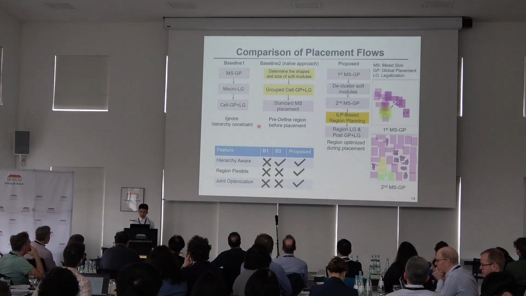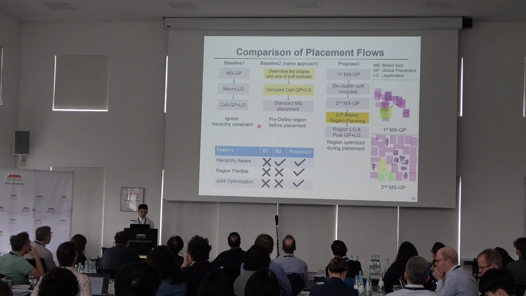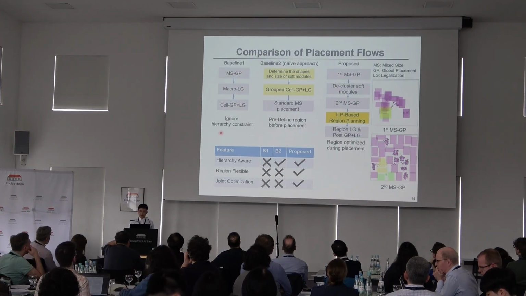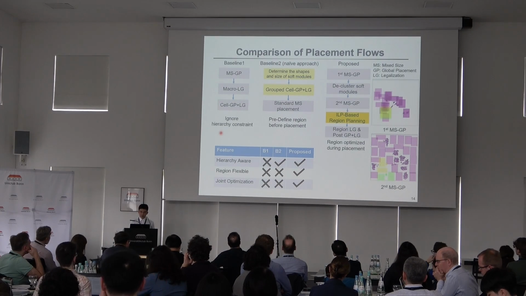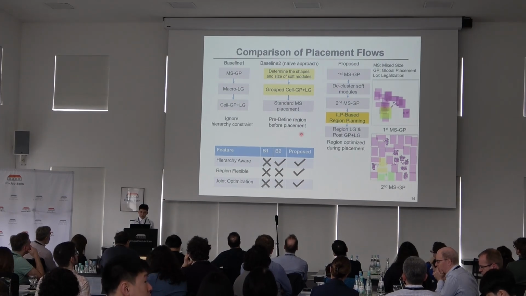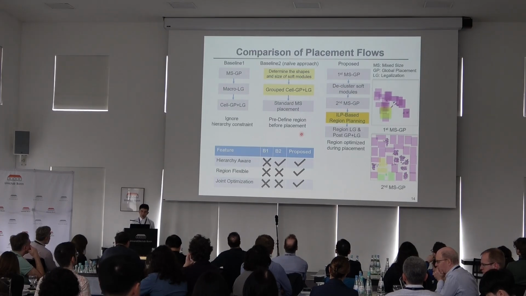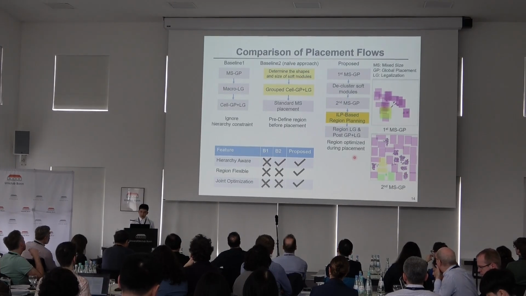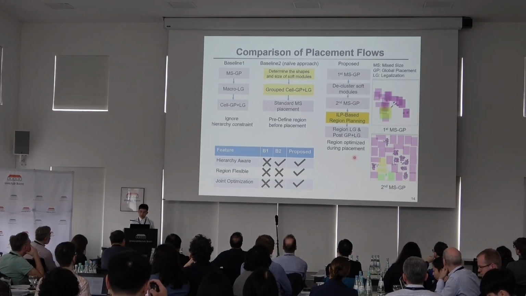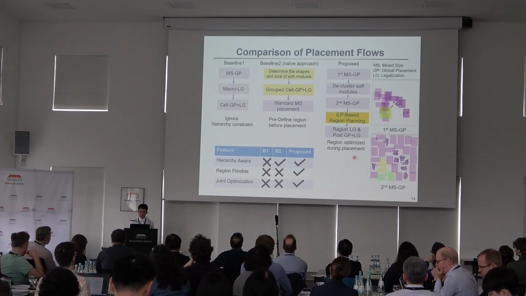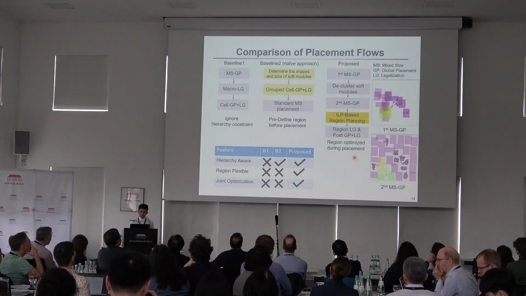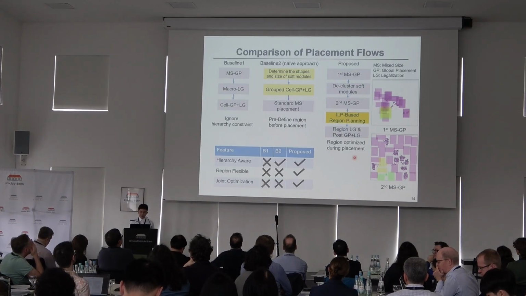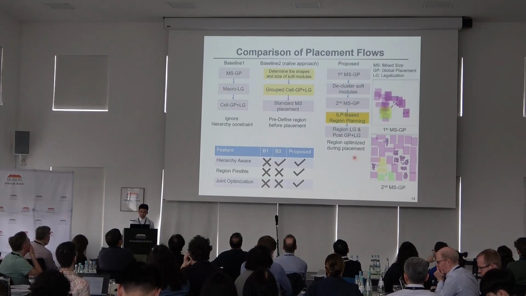This slide compares our placement flow with two baselines. Baseline 1 performs mid-size placement and legalization sequentially, but ignores the hierarchy constraint. Baseline 2 predefines the region shape before placement, which means the regions are fixed and cannot be changed during optimization. In our flow, we first perform a mid-size placement, where each submodule is treated as a large macro and spread with other objects. After that, we decluster the submodules into group instances and perform a second mid-size global placement, allowing the instances to spread more freely.